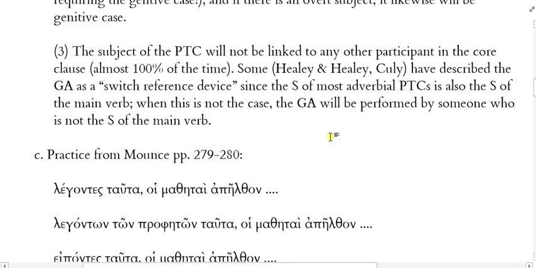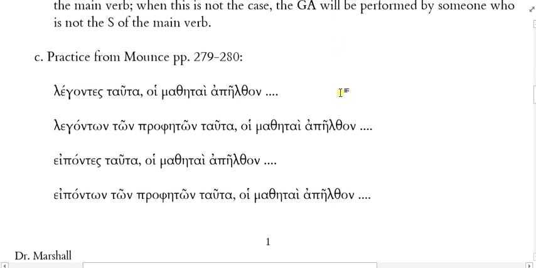All right, so let's take a look at some examples. These come from the Mounce textbook, so they are in front of you in the textbook, but I've printed them here so that we could actually write on this on our screen here. So we want to analyze these participles and then think about who the subject of them is and look at the grammar of them as well. So the first one, say this with me. Legontes tauta, hoi mathetai apelthon.